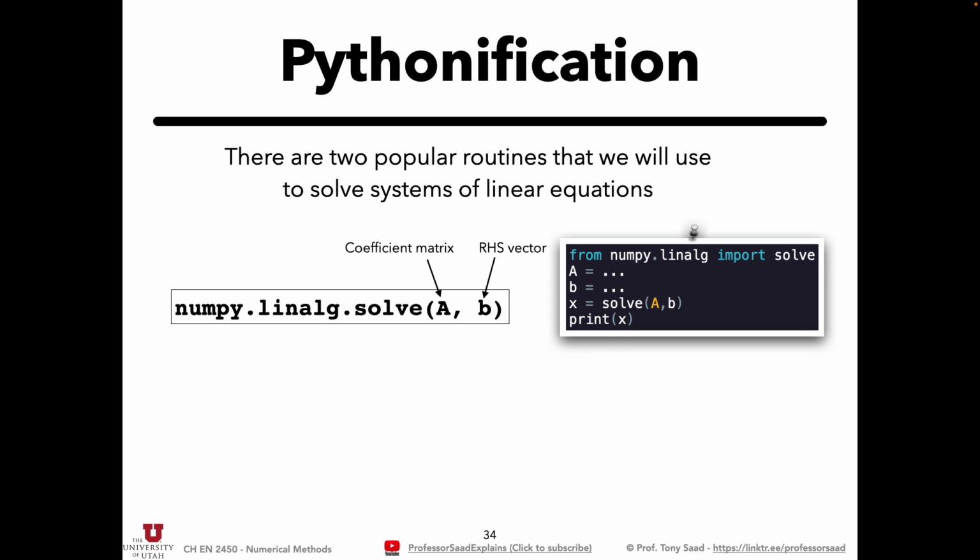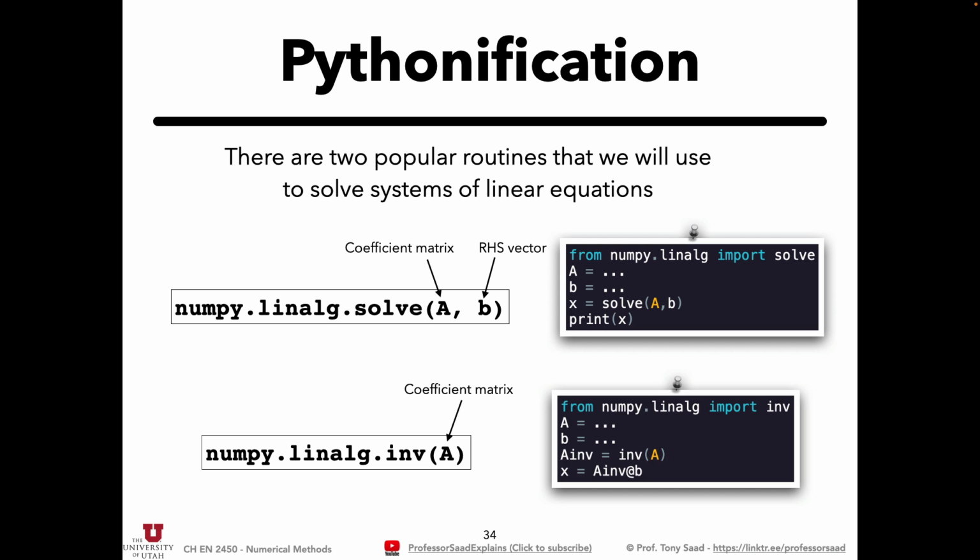The other popular routine is to go after the inverse directly. Also from numpy.linalg, you have the inv routine, or inverse, and you give it A, and that computes the inverse. But then you still need to do one more step. You need to take the inverse of A and multiply A inverse with the right-hand side to get the solution. Remember, our solution was A inverse b.